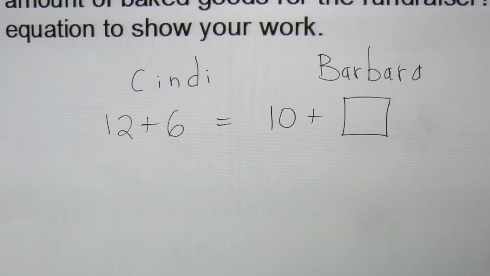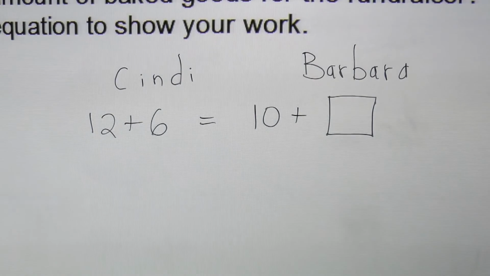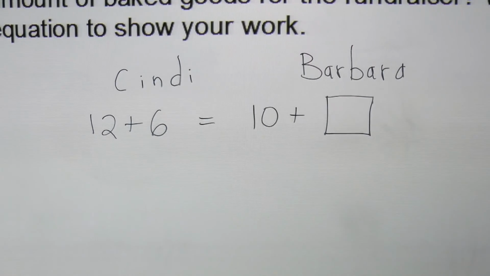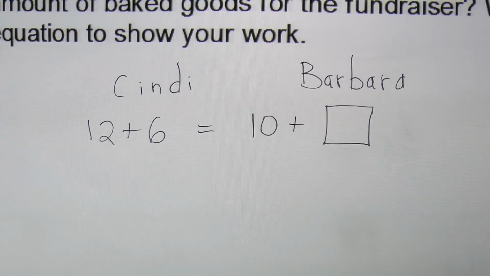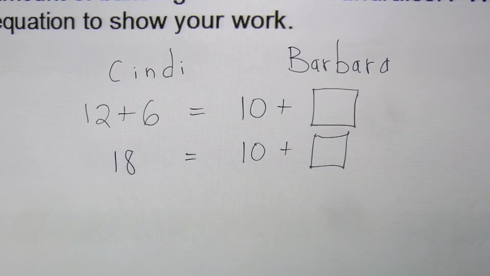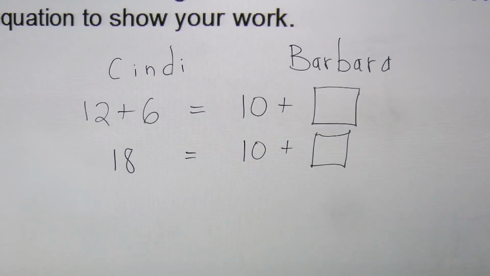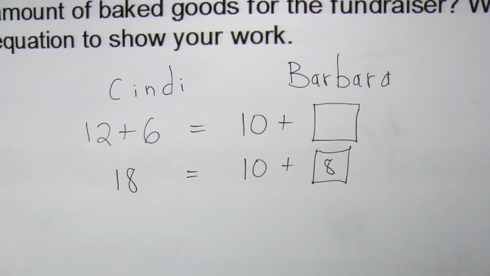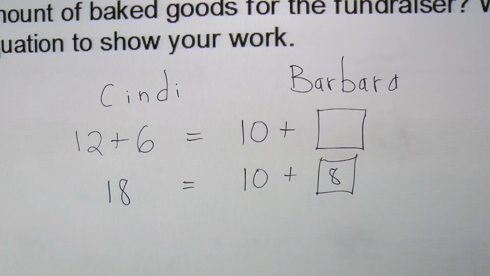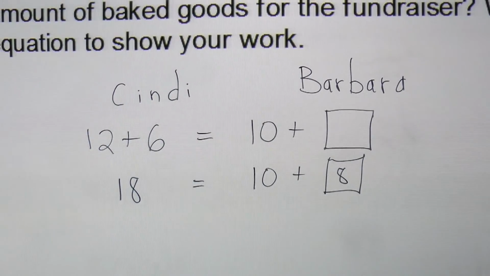The first step in solving this problem would be to map it out on a scratch sheet of paper. Make an equation for Cindy and one for Barbara. We know that both sides must equal the same amount. The next step is to figure out Cindy's total. We can figure out the answer by adding to 10 to get to 18 or subtracting 10 from 18. Either way will give us the answer. 18 minus 10 is 8. 10 plus 8 equals 18. Cindy will need to bring 8 tarts so that they have an equal amount of baked goods for this fundraiser.